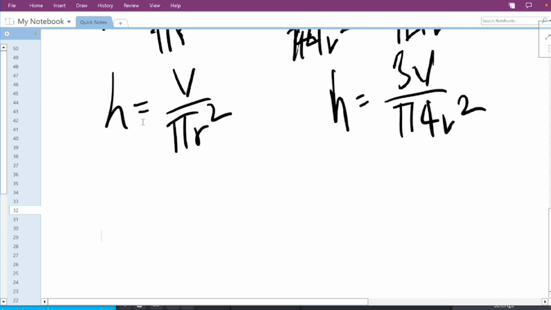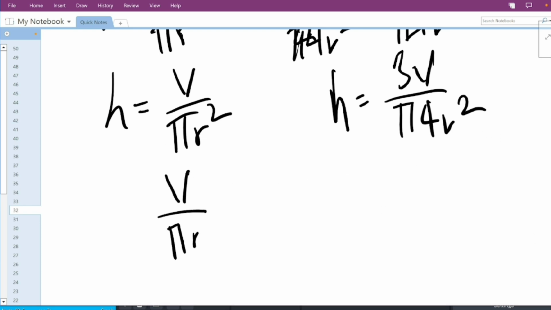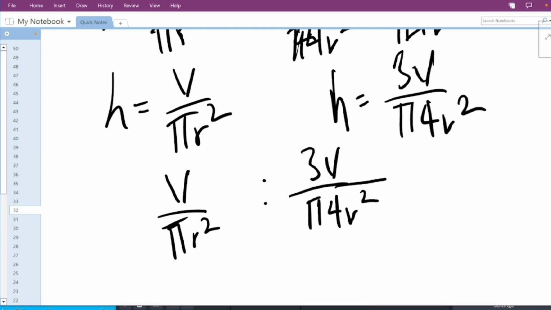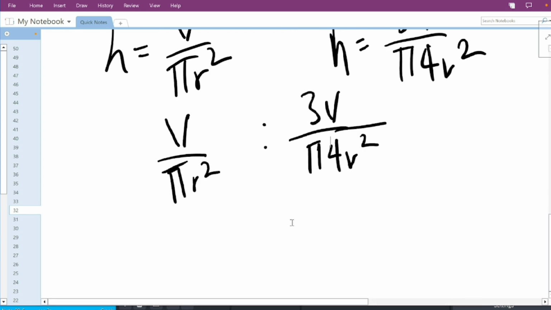Since the question says find the ratio of the height of the cylinder to that of the cone, that means you have to equate the heights to themselves. So you have on this side V over πr² ratio 3V over π4r². That means we've equated the two of them. Now the next thing to do is really pretty simple. All you have to do is look at these two denominators, lower numbers. This is the LCM of the two of them. By merely multiplying by π4r² on both sides, you get rid of the fraction.